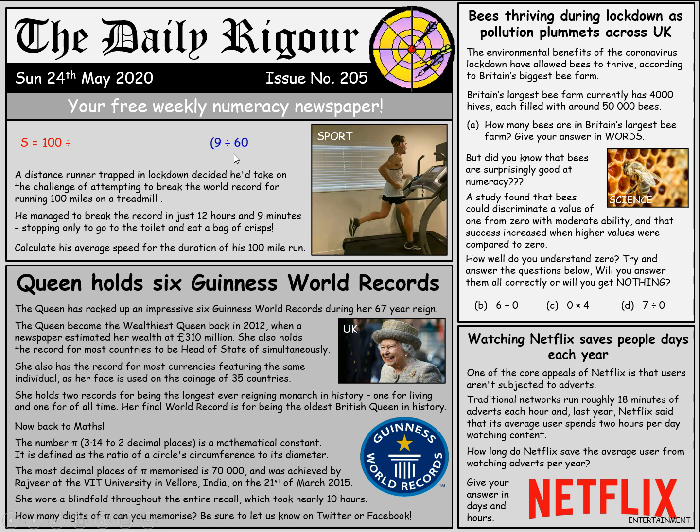And 9 divided by 60 is 0.15 hours. So 12 hours and 9 minutes can be written as 12.15. So 12 hours and 0.15 of an hour.